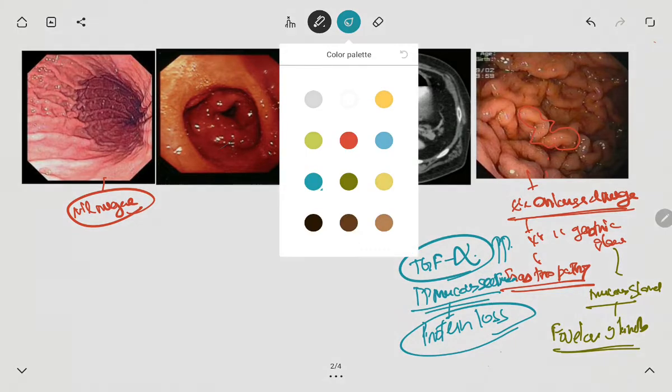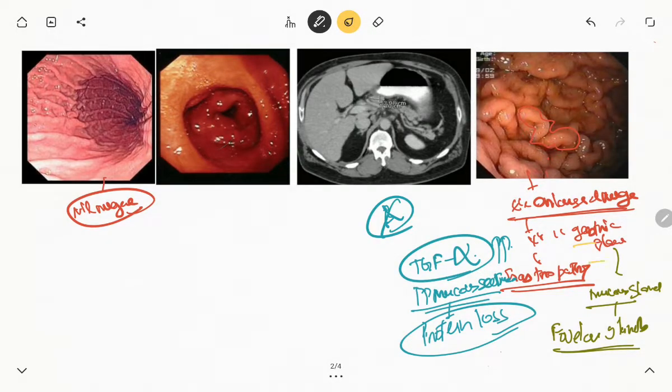So on one side there is increased gastric glands or mucous glands, on the other side it is parietal cell atrophy. As you all know, the parietal cell is the reason for acid secretion. So when there are no parietal cells, it leads to achlorhydria.